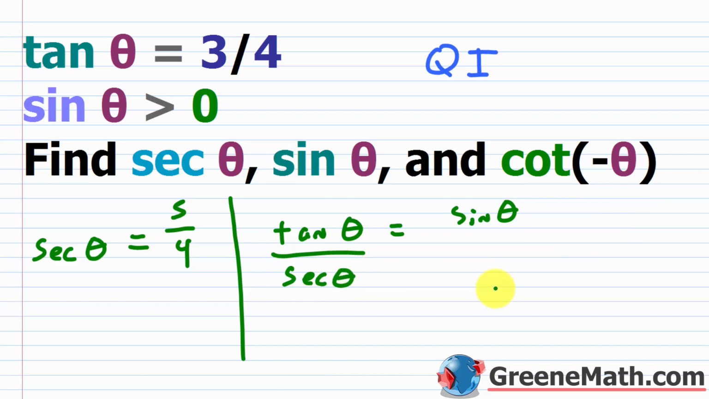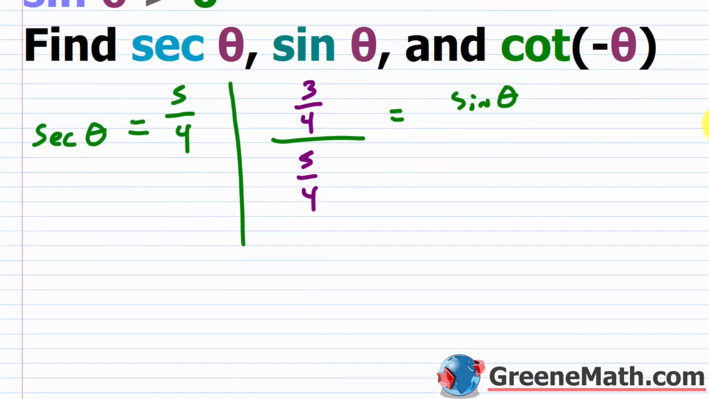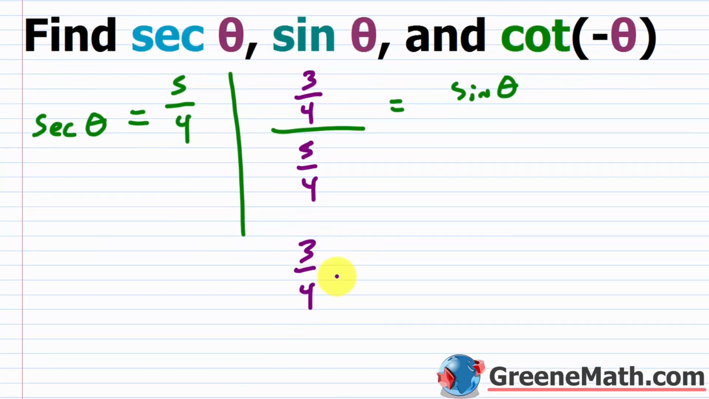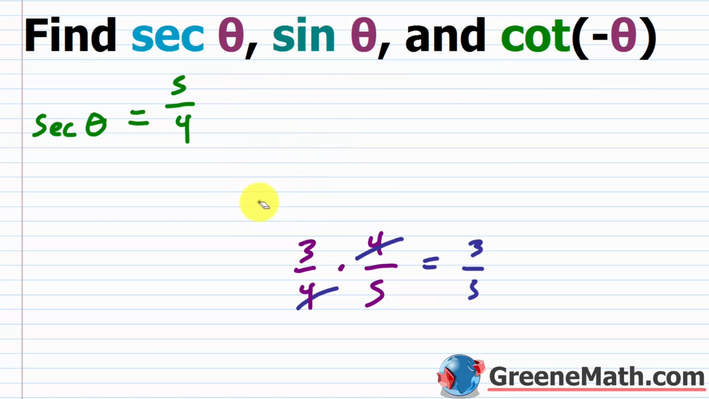Now, all I have to do is plug in the information I'm given. For the tangent of theta I have 3/4. For the secant of theta, I just found that was 5/4. So I have 3/4 times, I'm going to flip this because I'm dividing fractions, 4/5. We can see that this is going to cancel and I'm left with 3/5. So that's going to be my sine of theta. So let's put this over here and say that my sine of theta is equal to 3/5.